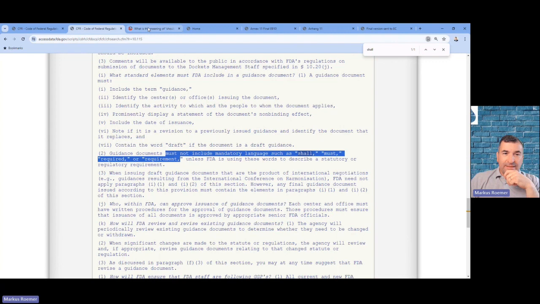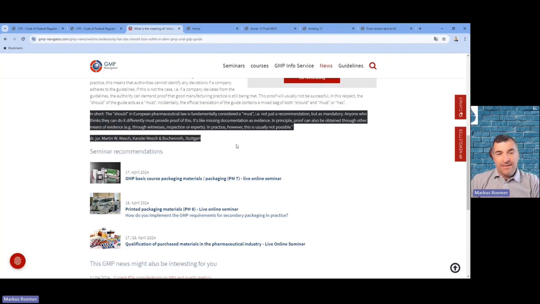There was a wonderful article written by a lawyer. I translated that into English. The original is in German. It's from the GMP Navigator from Concept Heidelberg. So in short, the should in European pharmaceutical law is fundamentally considered a must. It's not just a recommendation, but it is mandatory. Anyone who thinks they can do it differently must provide proof of this. You must have evidence. You can do it differently, but you should do it like this. In simple terms, read a should as a must.